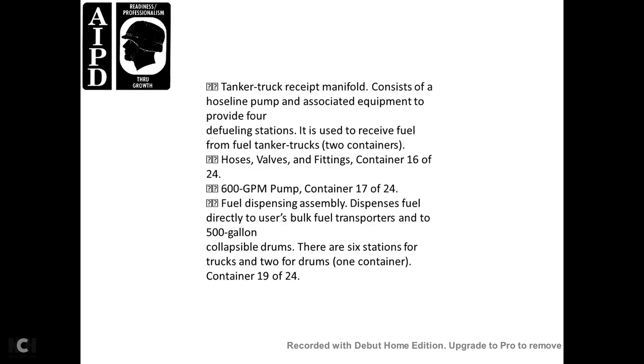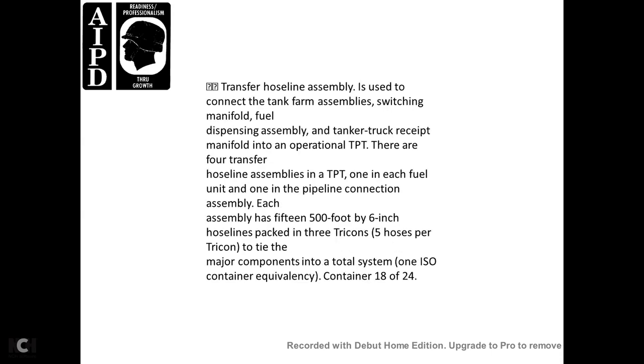The fuel dispensing assembly dispenses fuel for the direct use of bulk fuel transportation, from the 5,000 gallon collapsible drum to the 6 stations for the trucks and 2 drums, in 1 container, container 19 of 24. The transfer hose line assembly is used to connect the tank farm assemblies, switching the manifold, and the fuel dispensing assembly with the tank truck receipt manifold operation of the Tactical Petroleum Terminal.